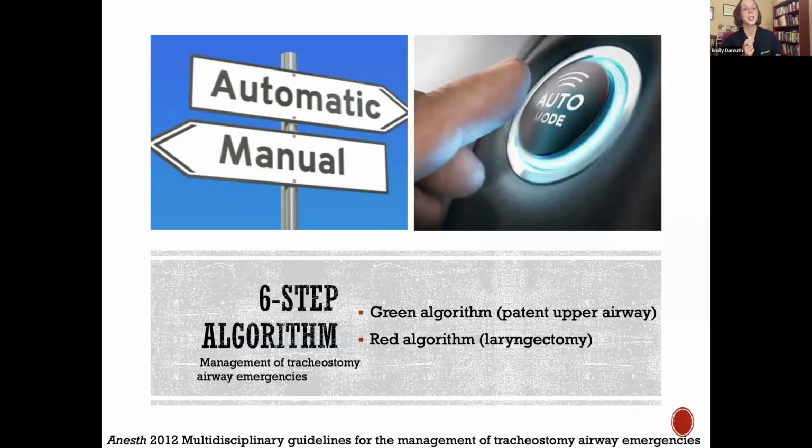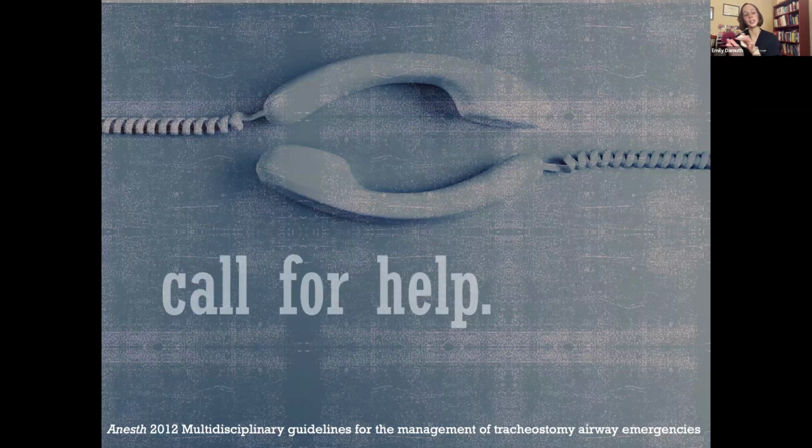So I want to start going through the algorithm now, and we're going to go through the green algorithm and the red algorithm. The good news is they're the same algorithm, just the last step is different. It just matters whether the patient has a larynx or doesn't have a larynx, whether they have a patent upper airway. So there are 6 steps, but the step that I don't even talk about in the algorithm is the call for help. So this is a scenario, and as we'll talk about, it's best to have 2 teams operating, one at the upper airway and one at the lower airway. And we'll see why as we go through the algorithm.